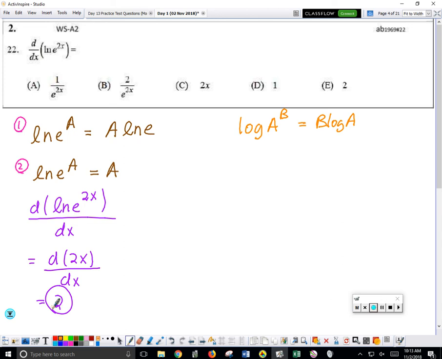On the shortcut, you're just bringing the 2 down. Is that what you're doing? I'm using this one: the natural log of e to any exponent is just the exponent. That gets me from here to here, because this is the same as this. But they're asking me to find the derivative. So I still have to go one step further and find the derivative of 2x. That answer it? 2 points. Anybody else?